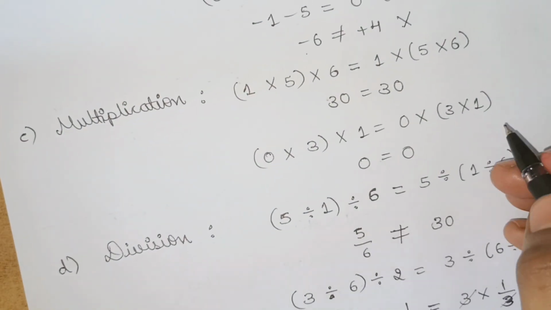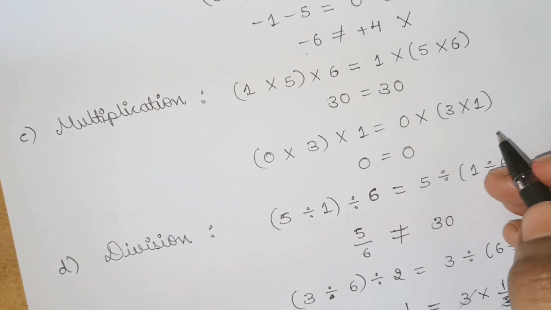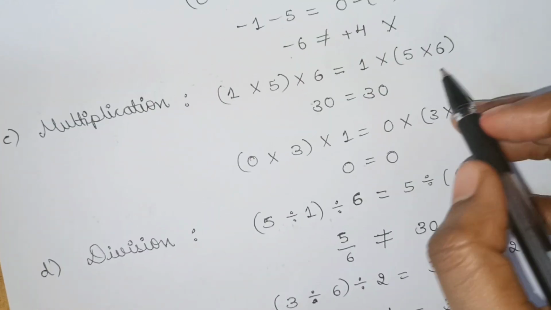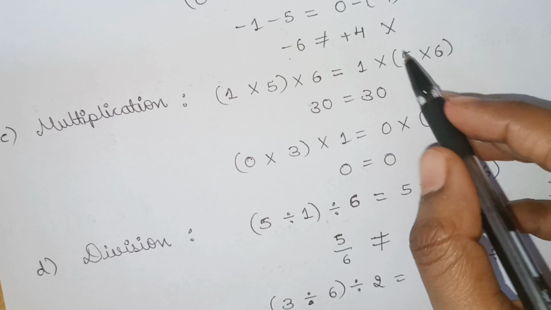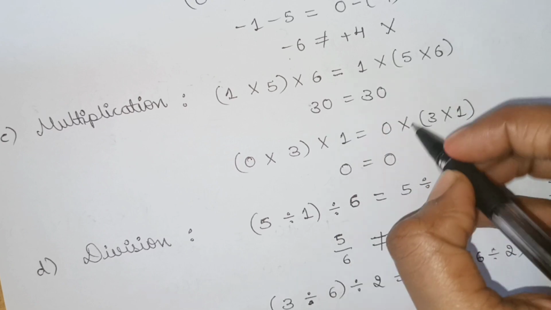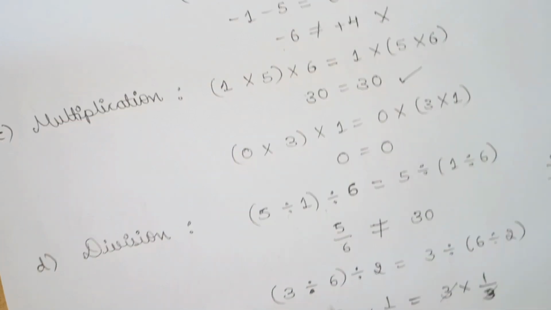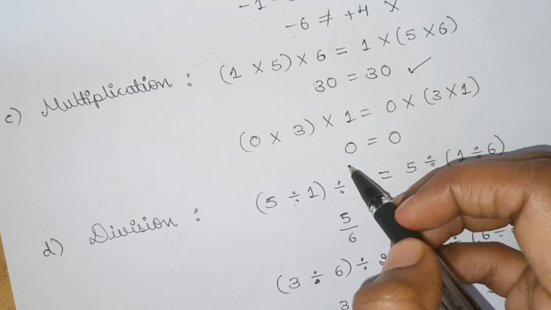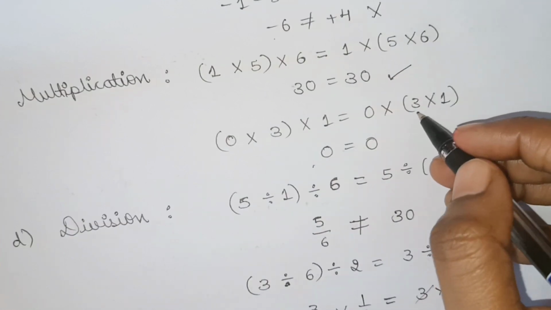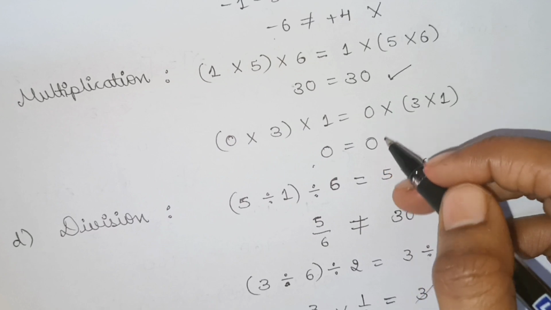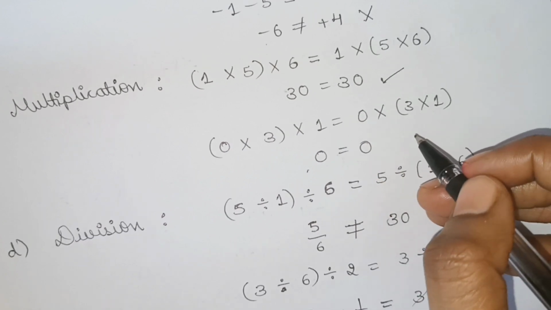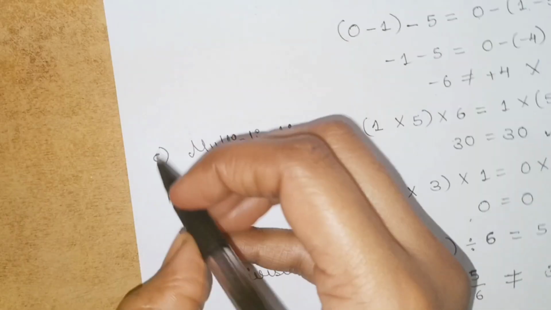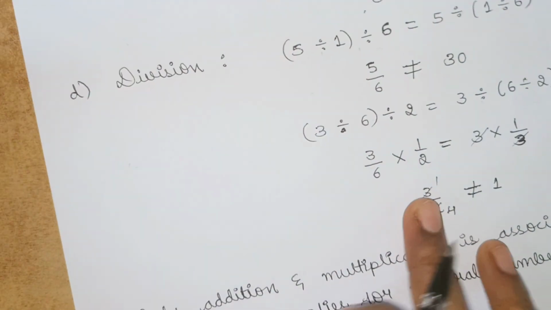In multiplication, 1, 5 and 6. 1 into 5 is 5. 5 into 6 is 30. Here 5 into 6 is 30. 30 into 1 is 30. So both are equal. It is associative. Next we have taken 0, 3 and 1. 0 into 3 is 0, 0 into 1 is 0, and 3 into 1 is 3, 3 into 0 is 0, because any number multiplied by 0 is 0. So LHS and RHS are equal, so multiplication is associative.